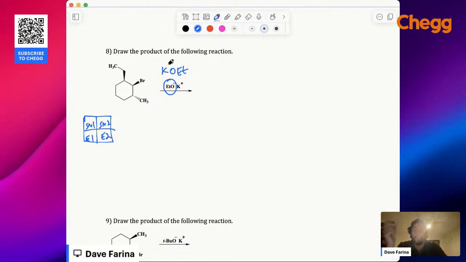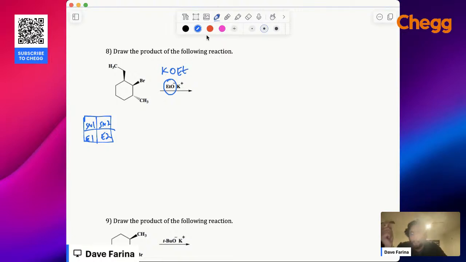Potassium or sodium are positively charged metal ions. We know that they're acting as counter ions to an anion, so we know that we have ethoxide. Even if it wasn't explicitly written, if we just see O, CH2, CH3, whatever it is, we know that we have an alkoxide ion. We have an ethoxide. That's a very strong base or nucleophile.